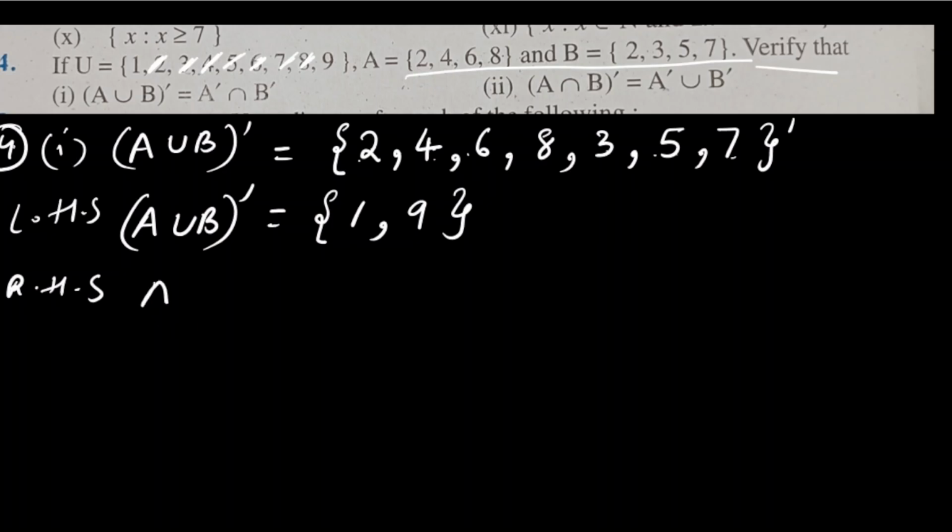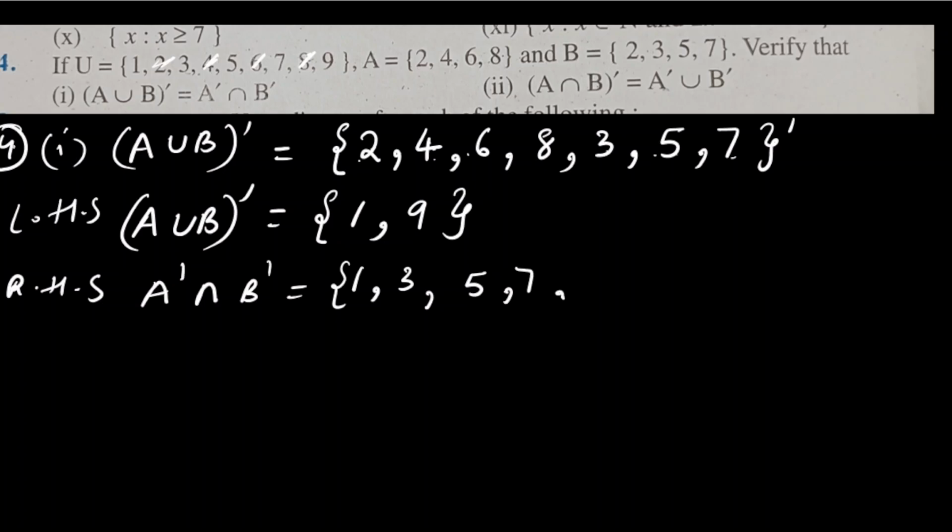So what is the right hand side of this one? It's A complement intersection B complement. So A complement means all the elements from the universal set that are not elements of A. So 2 belongs to A, that means it will not belong to its complement. 4 belongs to A, it will not belong to its complement. 6 belongs to A, it will not belong to its complement. 8 belongs to A, so the remaining I will write. Remaining elements are 1, 3, 5, 7, 9.